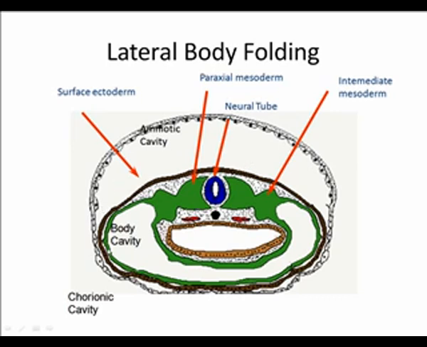So that what we have is an amniotic cavity. We have within the amniotic cavity a neural tube, another tube, the gut tube, and then the body cavity. The embryo itself is surrounded by ectoderm. The gut tube is surrounded by endoderm, and in between we have mesoderm.